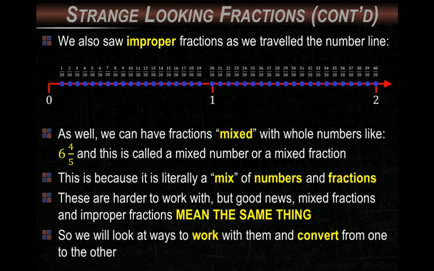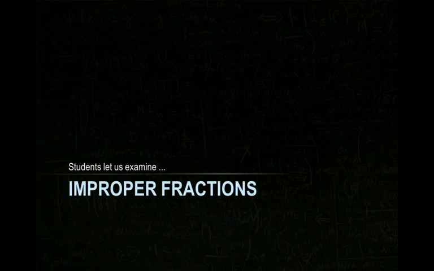In addition to improper fractions, you should also know about what are called mixed fractions. What a mixed fraction is, it's a mix of a whole number, like 6, and then the fraction part, 4 over 5. This is why it's called a mixed fraction. Sometimes it's called a mixed number. Doesn't matter. I like to call it a mixed fraction because that's what it is, okay? Which is literally a mix of numbers and fractions, okay? Good news. Improper fractions and mixed fractions are the same thing. They are identical, okay? Just the way you write them is different, and we want to know how we can sort of change from one to the other, convert them. So that's what we're going to look at.